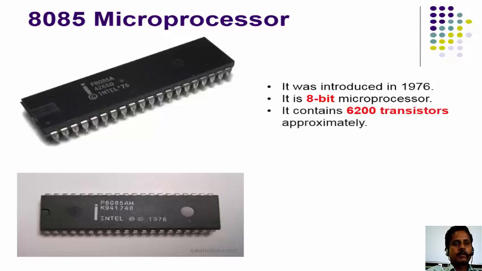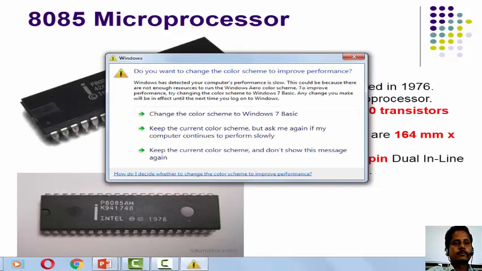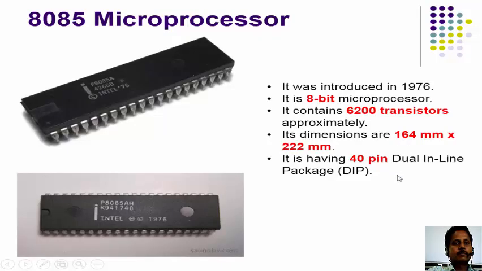It contains approximately 6200 transistors in a package. The typical dimension of this IC, that is integrated circuit, is 164 mm by 222 mm. It has a 40 pin dual in line package, that is DIP package. So in this picture we can see the 40 pin IC dual in line package.